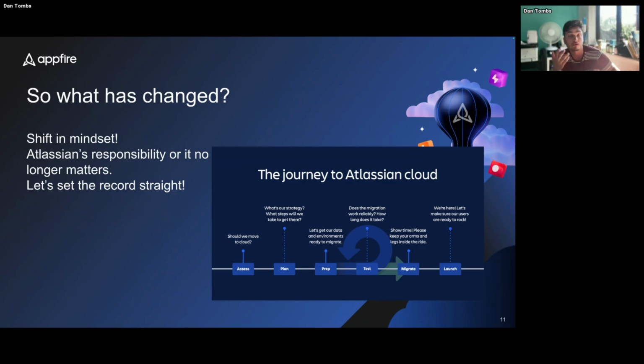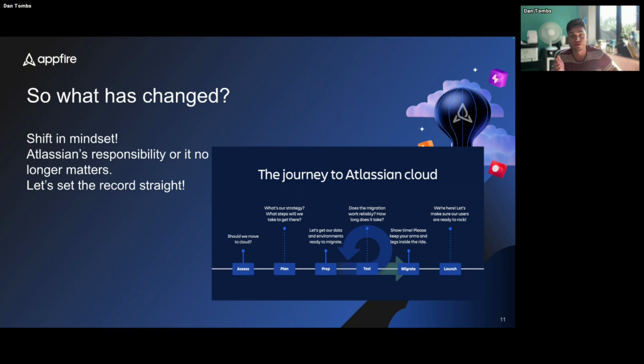And it would be one of two things. First of all, people thought that if you moved to cloud, it became Atlassian's responsibility to deal with. Or the other one was, well, we're in cloud, so it doesn't really matter anymore. So I kind of want to just talk through both of those and why that's just not true.